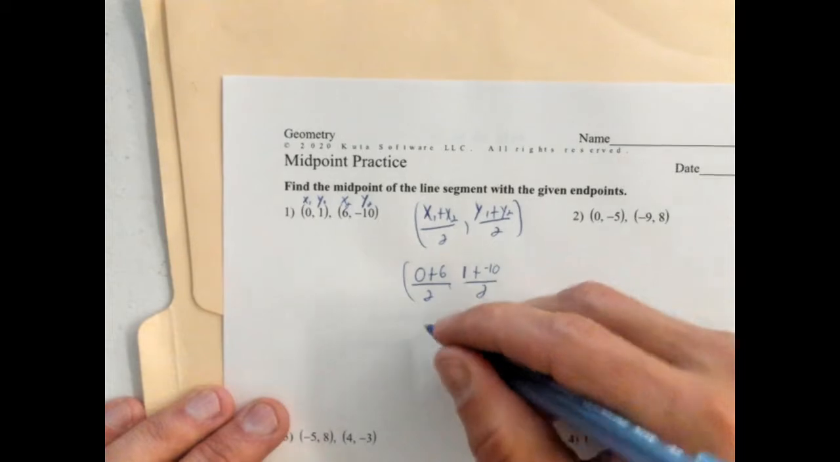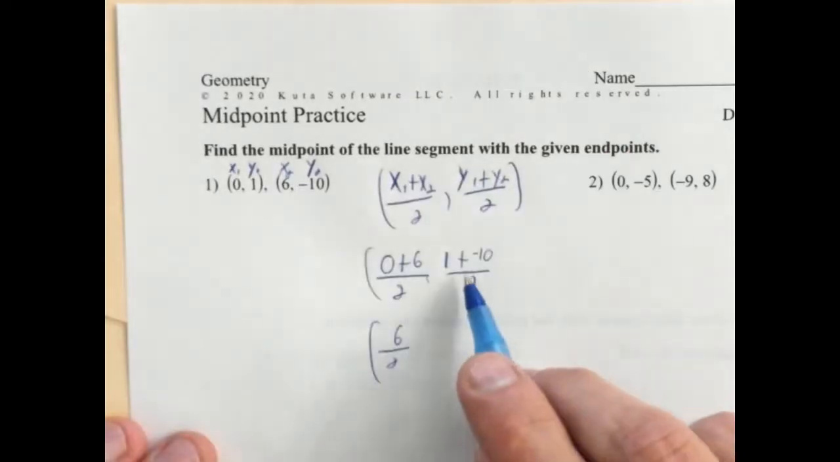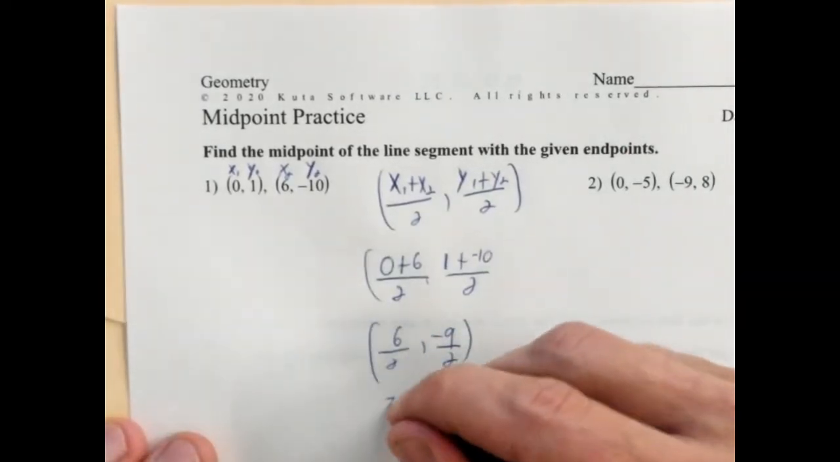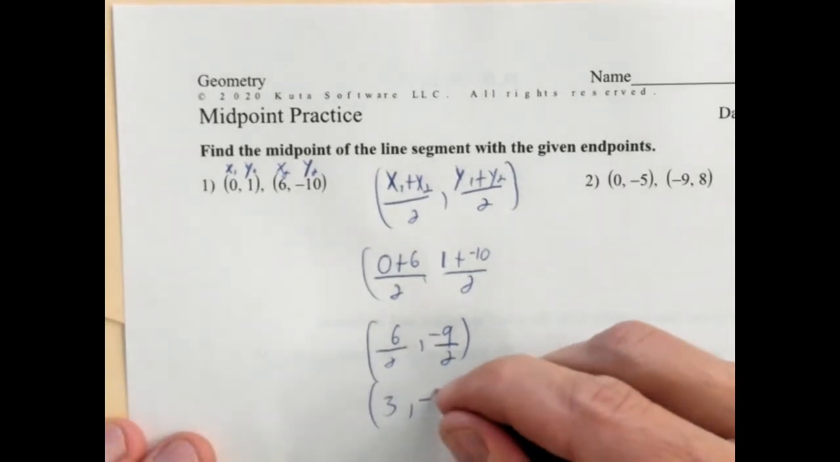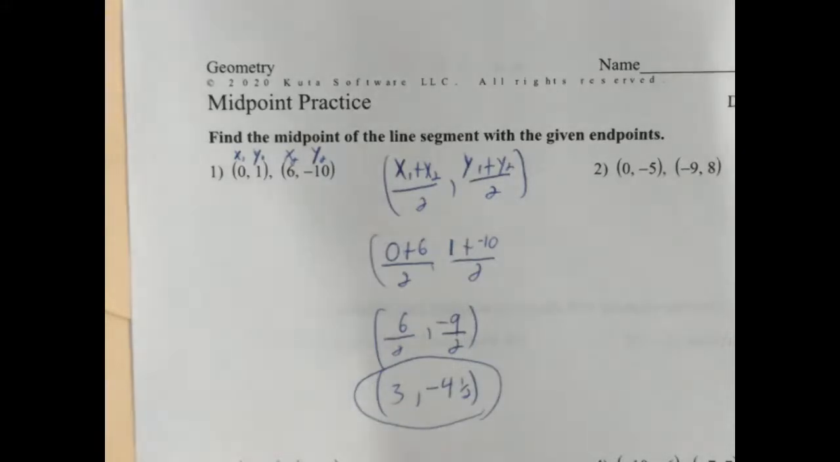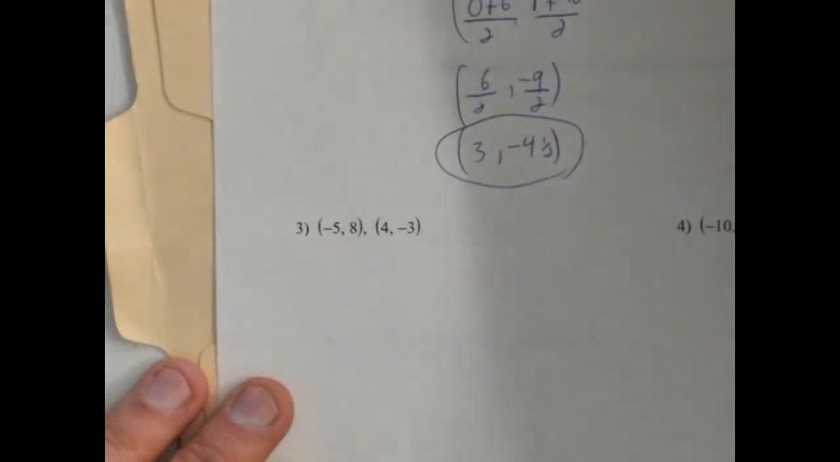Okay, so 0 plus 6 is 6. I'll zoom in a little bit so you can see it a little better. 1 plus negative 10 is negative 9. Half of 6 is 3, and half of negative 9 is negative 4.5. And that's it. So that's how you find the midpoint. So let's go ahead and do these other ones. So let's do that so it doesn't zoom in.